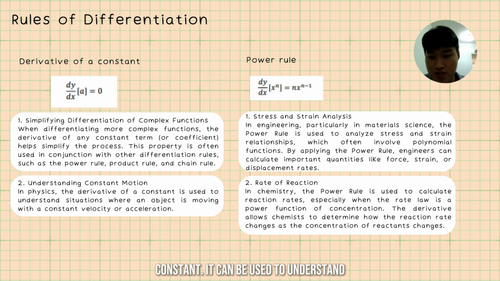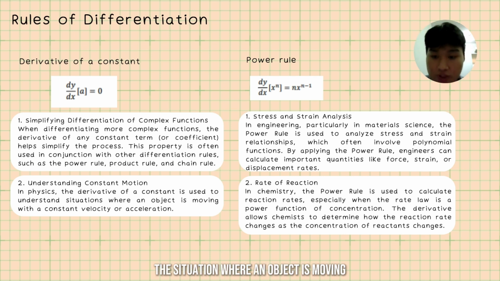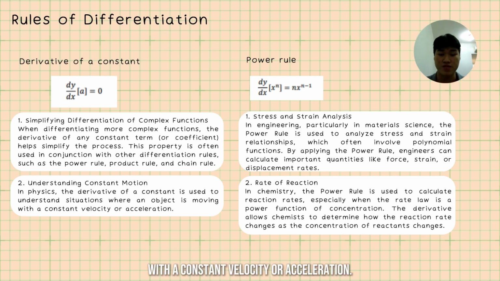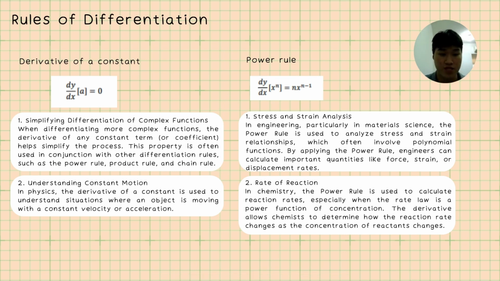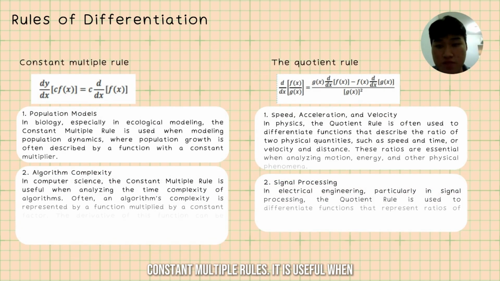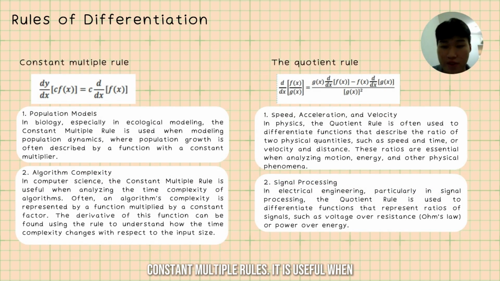It can be used to understand the situation where an object is moving with a constant velocity or acceleration. Then we have the power rule. It can be used to calculate the reaction rate, especially when the rate law is a power function of concentration. Next, we have the constant multiple rule. It is useful when analyzing the time complexity of an algorithm.